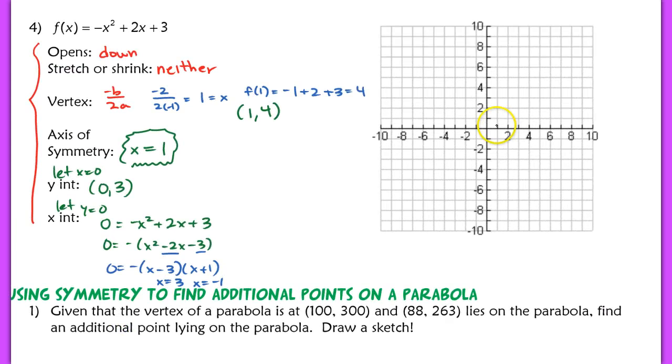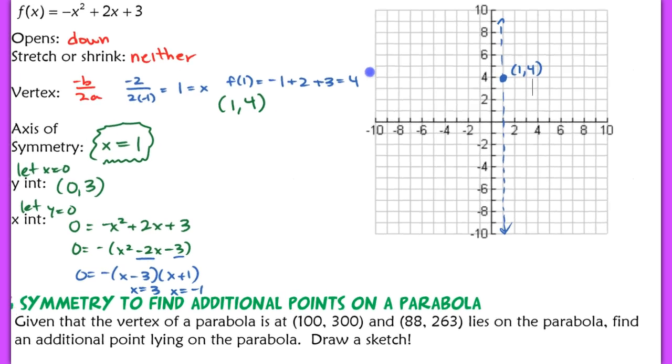I'm going to start at (1, 4), my vertex. Remember, my axis of symmetry does go through that. So I have the point (1, 4) here. I don't think I labeled very well in the last one, but make sure you're always labeling. Okay, I have my axis of symmetry at x equals 1, and now I'm going to plot additional points. So I have the y-intercept at (0, 3).